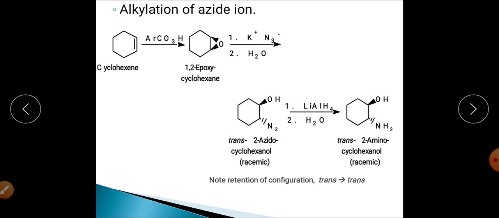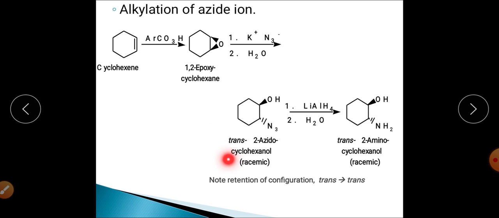during this ring opening we will get this trans-2-azidocyclohexanol, and a racemic mixture will be obtained. And when this racemic mixture of this particular compound is reacted with lithium aluminium hydride, meaning when it undergoes a reduction reaction, it will get converted into the amine. Now the beauty of this reaction is that complete retention of configuration will be there in this case, right?